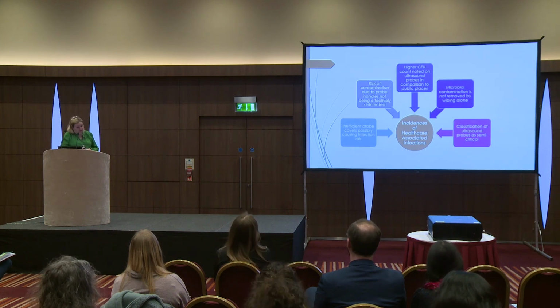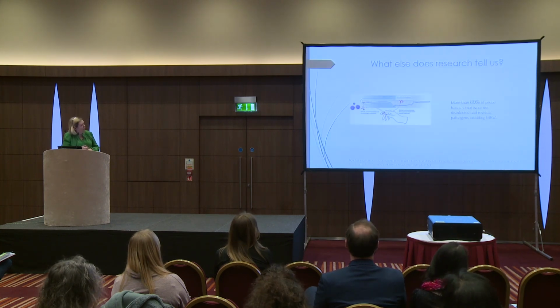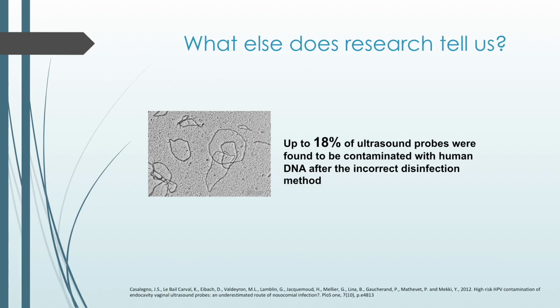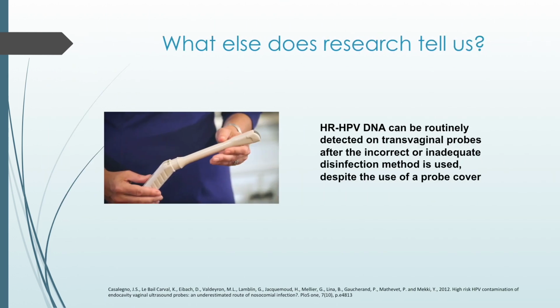The running theme is that we can actually, hang on, there we are. So what does our research tell us? 80% of the probe handles were not disinfected, and they had residual pathogens, including MRSA. It tells us that 18% of ultrasound probes were found to be contaminated with human DNA after incorrect disinfection. HPV and DNA are routinely detected on probes after incorrect or inadequate disinfection methods are used despite using a probe cover.